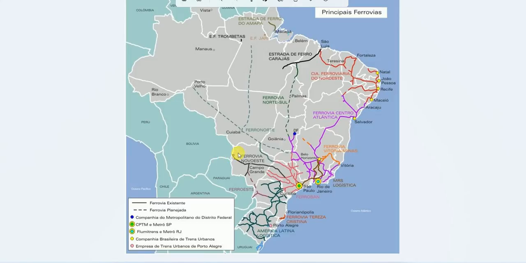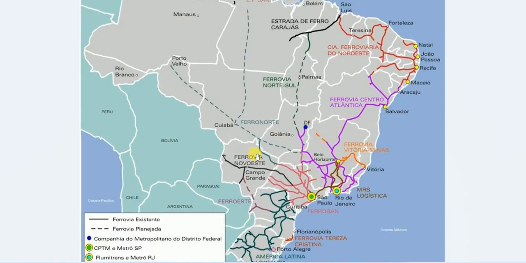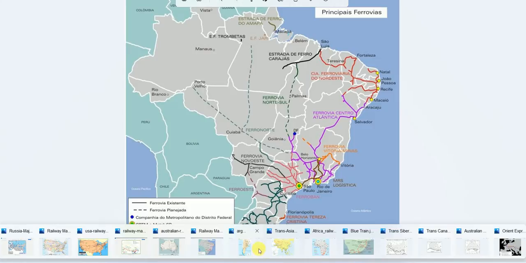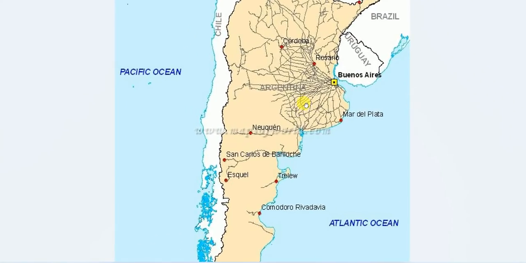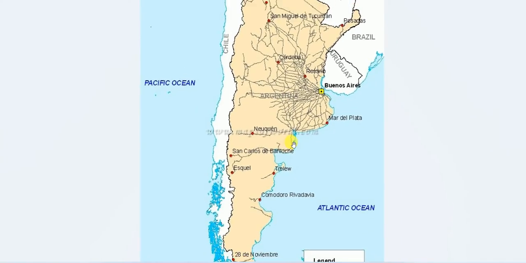So this is the railway map of Brazil. Just see here, all the lines show the railway lines, railway tracks. And another one, this is the map showing the railways in Argentina. Just see here, you see these lines, all these lines are the railway tracks.